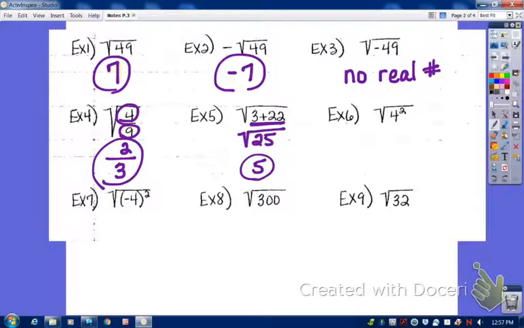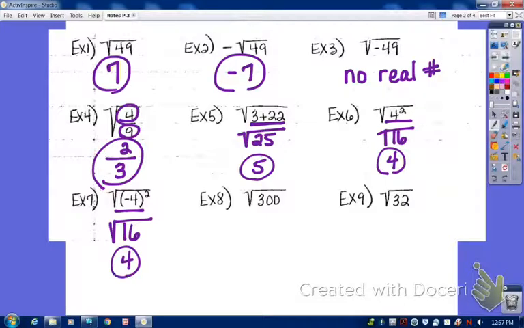So in example 6, we have something to do underneath our radical symbol. We have to square our 4, and 4 squared is 16, and the square root of 16 is 4. Example 7, we have something to do underneath our square root symbol. We have a negative 4 in parentheses. It's being squared. What's a negative 4 in parentheses squared? 16. And what's the square root of 16?